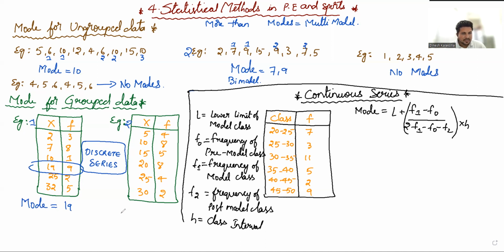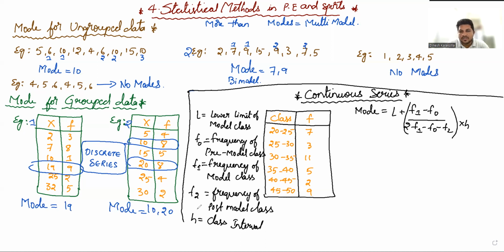Next, example number 2. Tell me which numbers can be taken as the mode. Frequency 8 is there for 10, and 8 is there for 20. So the mode of the given data is 10 and 20. Very easy, right? So this is the method to get the mode for grouped data, discrete series.